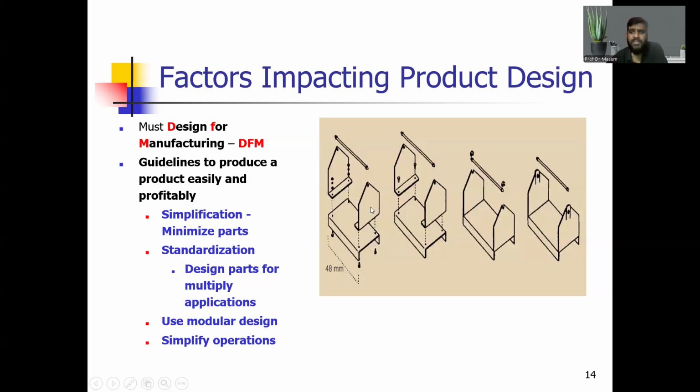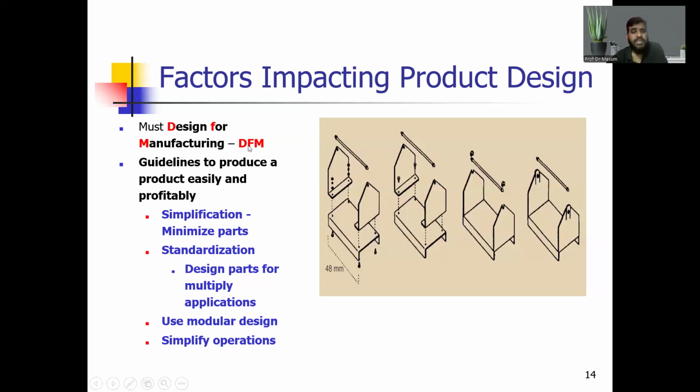You have to develop the system that will help manufacture the product easily. So you have to think about the design for manufacturing, guidelines to produce a product easily and profitably. Simplification minimizes parts. Standardization designs parts for multiple applications. Use modular design. Simplify operations. This is your job. That means you are applying the operation strategy.